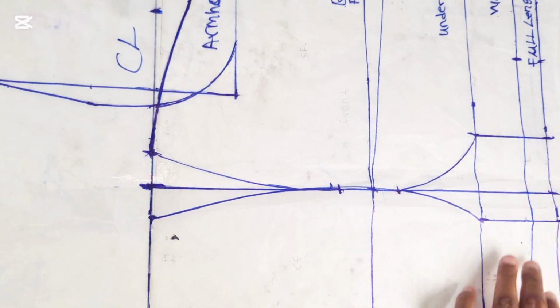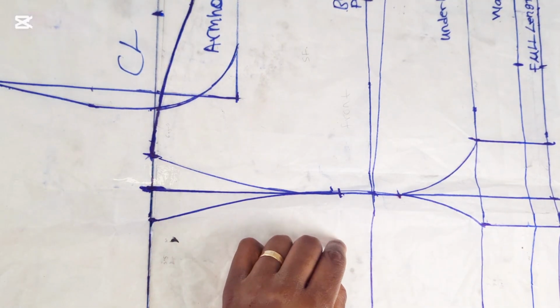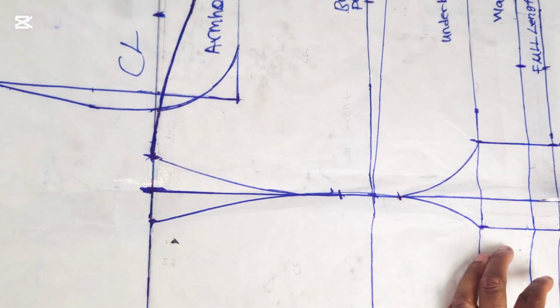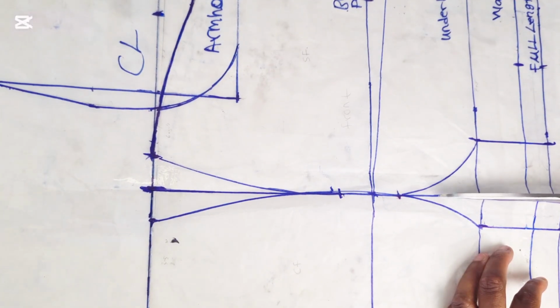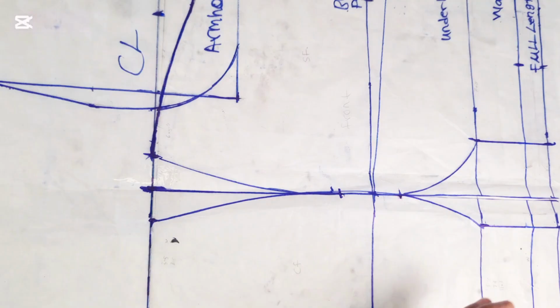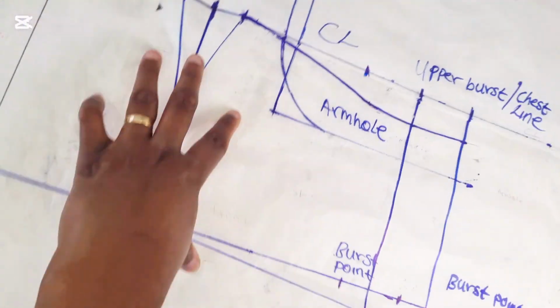So what I'm going to do now, just ignore that bust point, because after cutting it, if I place my tape, you see that my bust circumference will still be 11.3 inches. So this is me just trying to cut it off carefully.